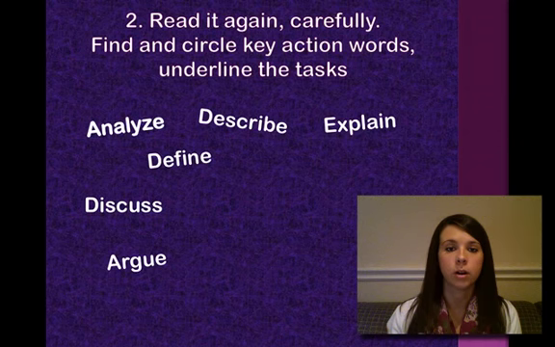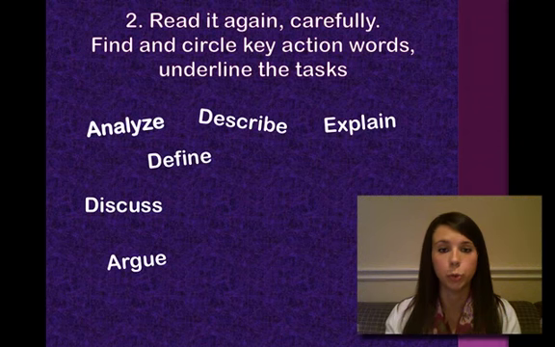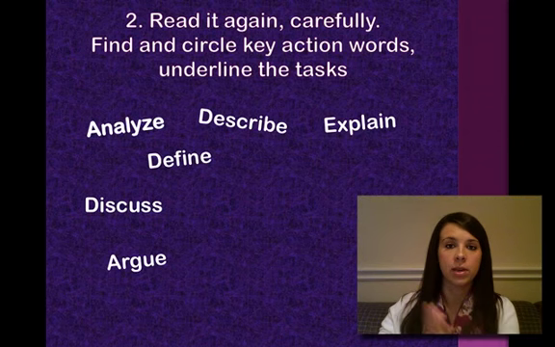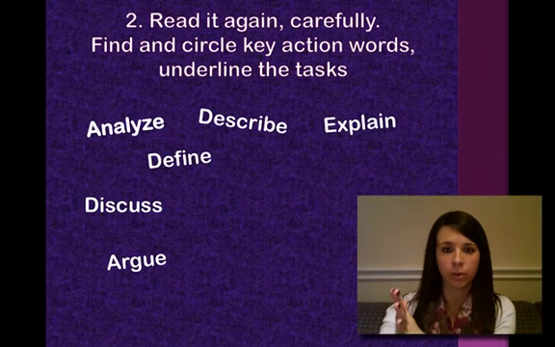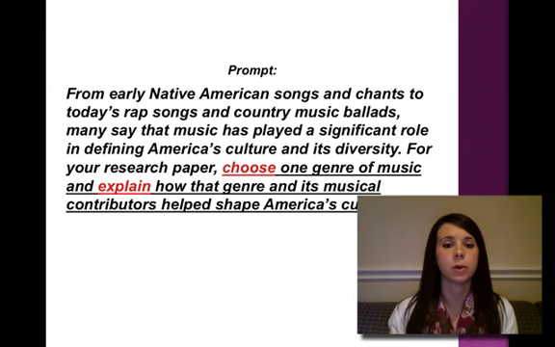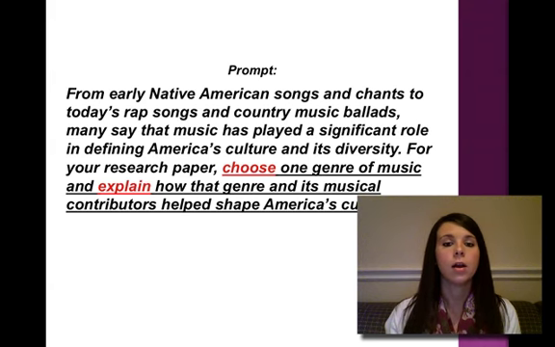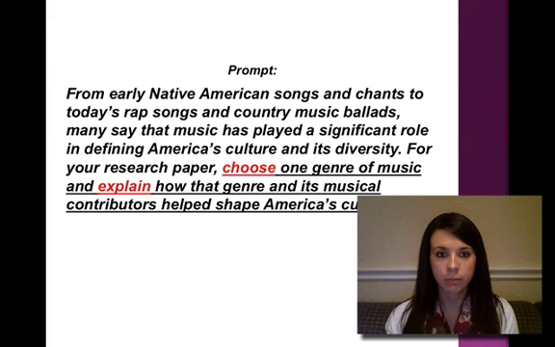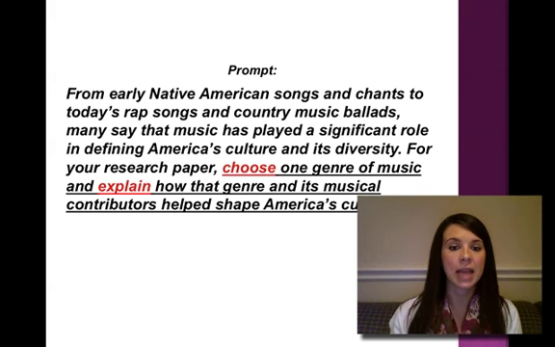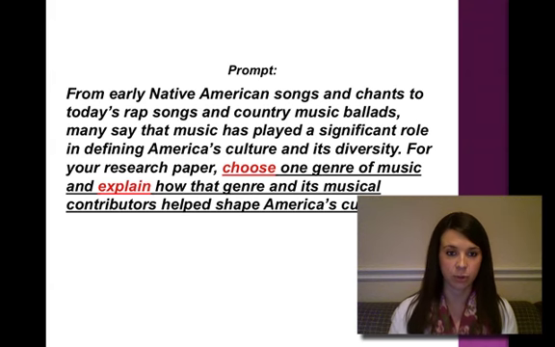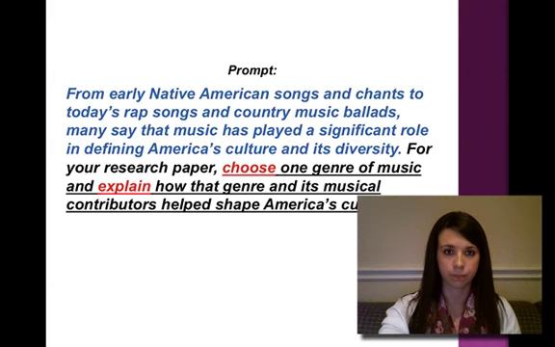Your action words are your verbs, basically. Analyze, define, describe, explain, discuss, argue, the things you are supposed to do. And then after that word will be the task that you're supposed to do along with it, okay? So here's the prompt again, but this time I highlighted in red are action words. All right, these two action words that are important here are choose and explain. We're supposed to choose one genre of music, that's one task, and then explain how that genre and its musical contributors helped shape America's culture.